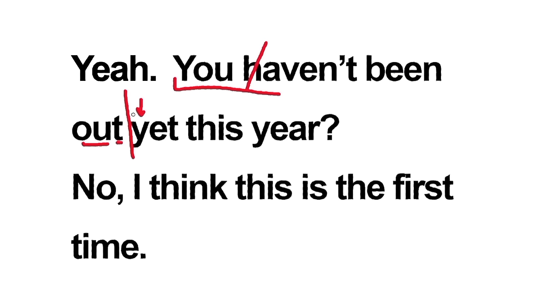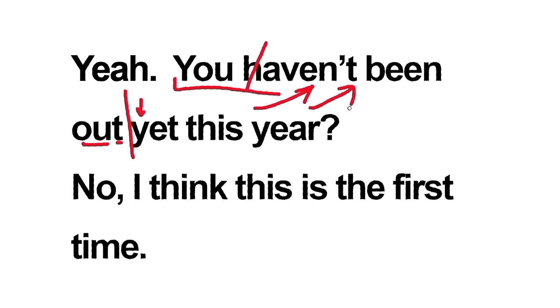I also notice the intonation of the phrase goes up at the end. This year? Why is that? That's because this question can be answered with a yes or no. And yes-no questions do go up in pitch at the end. You haven't been out yet this year? No, I think this is the first time.